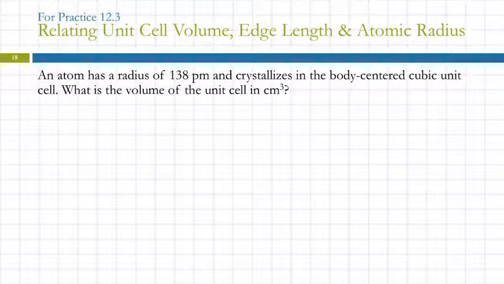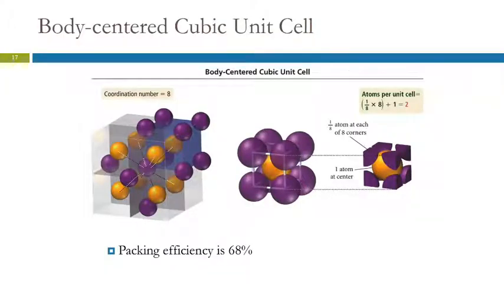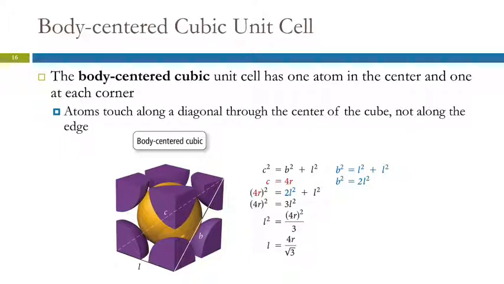So we could do problems like this. An atom has a radius of 138 picometers and crystallizes in the body-centered cubic unit cell. What is the volume of the unit cell in cubic centimeters? Well, to do this problem, we need the equation describing the length of an edge. L equals 4r over the square root of 3.